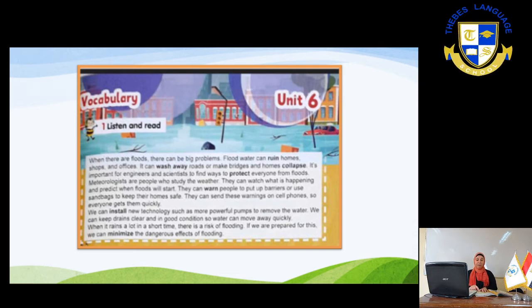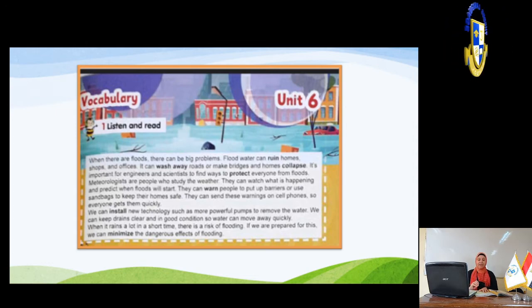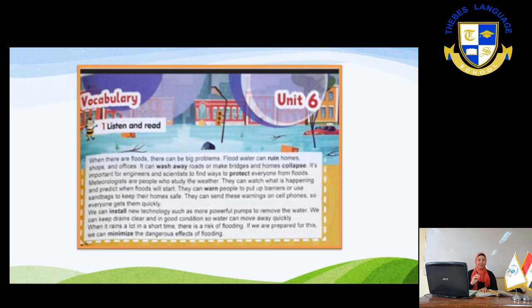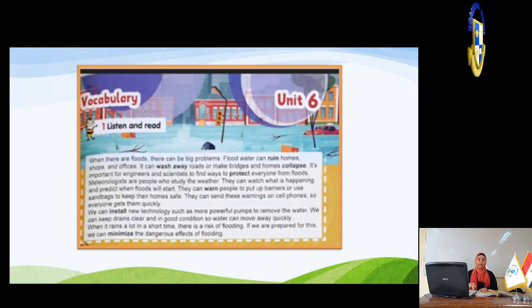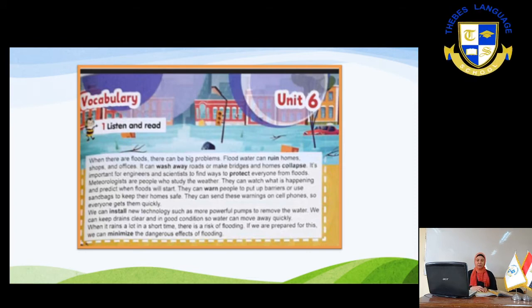Meteorologists are people who study the weather. They can watch what is happening and predict when floods will start.